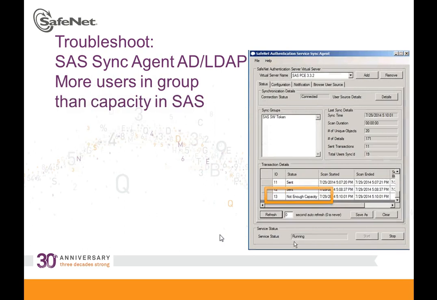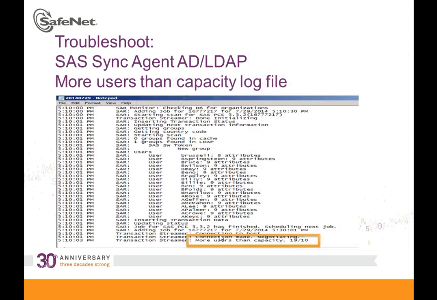Once the LDAP sync agent is up and running, there are a few error messages that you can receive. For example, if you're trying to sync more users than you have capacity for in SAS, on the transaction details you will receive an error message that says not enough capacity. When we take a look at the log file, which is under your standard installation folder, Program Files, CryptoCard, BlackShield, LDAP sync, log directory, you'll see in this example at the very bottom, there are more users than capacity, 19 of 10. This tells me that I was trying to synchronize 19 users where I only have 10 capacity inside SAS. So watch out for this one.